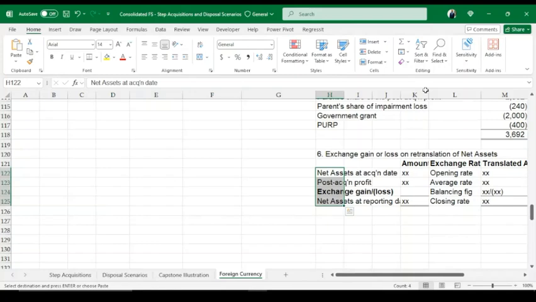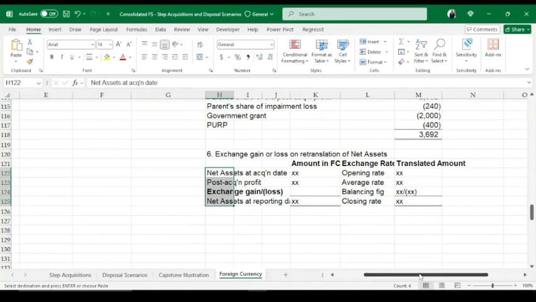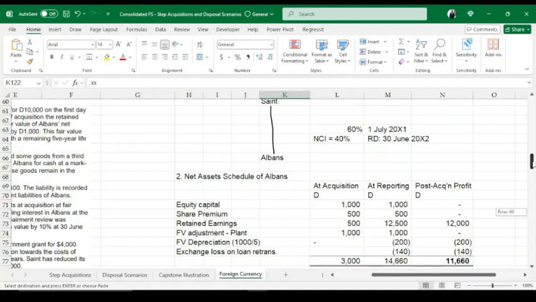So we have the amount in functional currency, the rate, and then the translated amount. So what is our net asset value at acquisition? That can be found within our net assets calculation. So our net asset at acquisition is 3,000. Okay, it's 3,000.